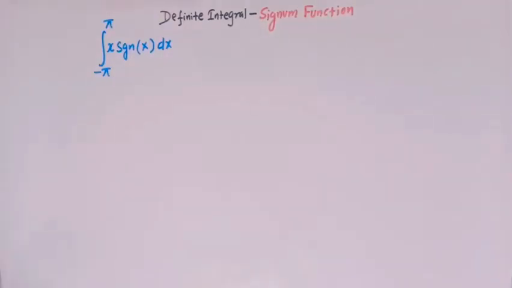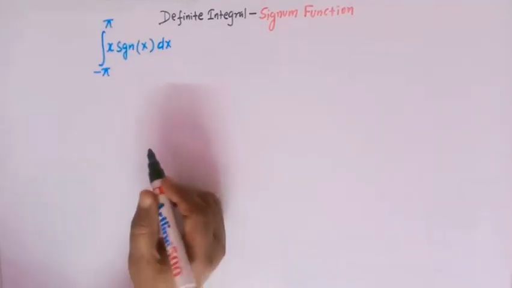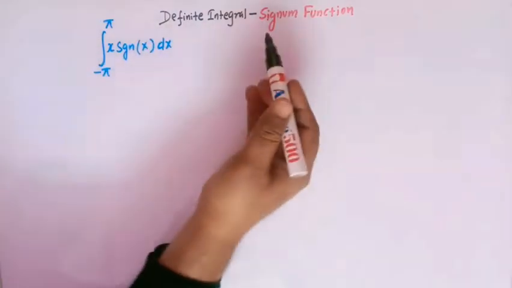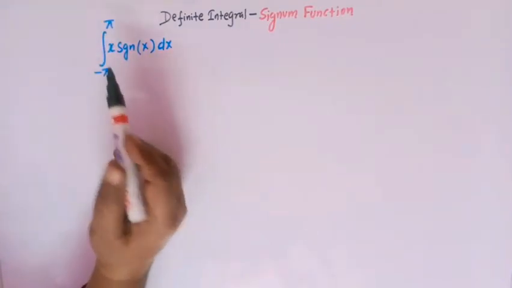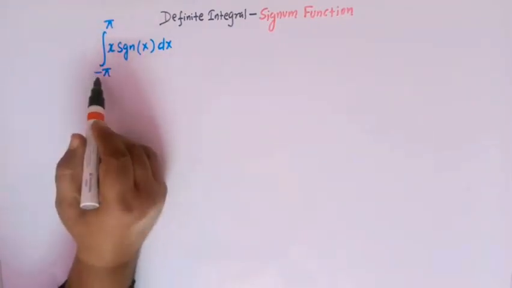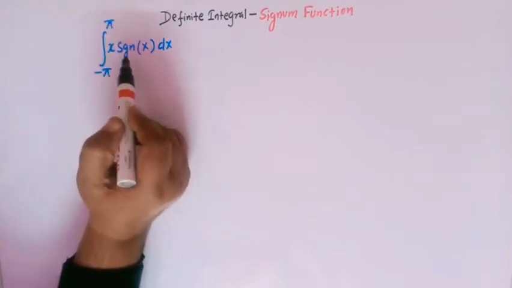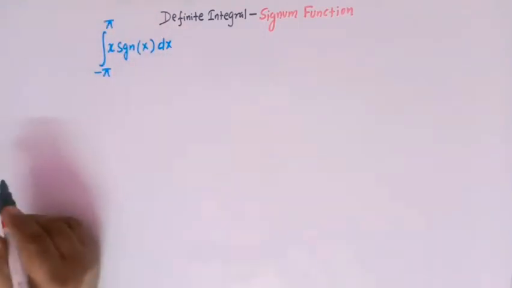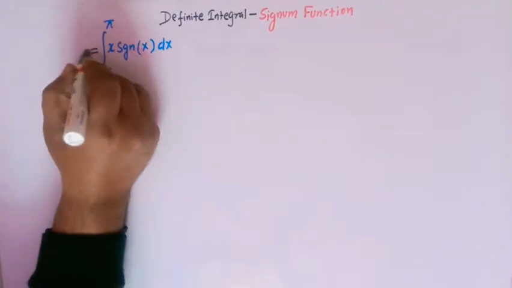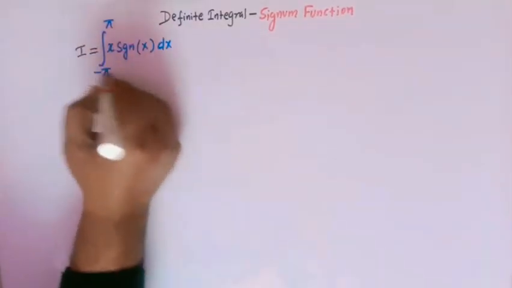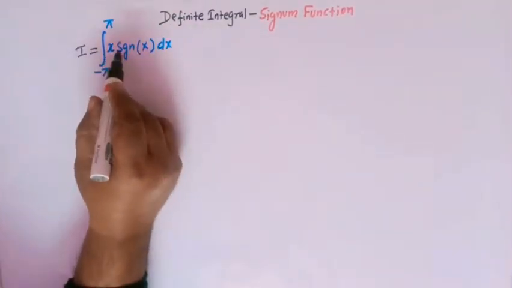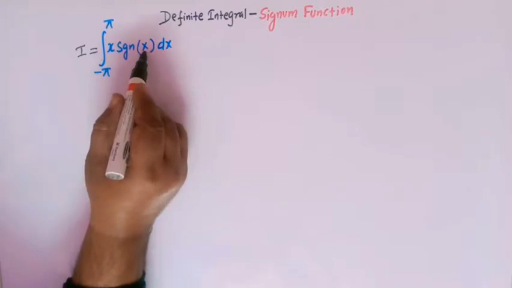Hello viewers, in today's class we are going to solve one important conceptual integral in which the integrand is a signum function. So here we have to find the value of the definite integral from minus pi to pi of x signum of x dx. So let us start. Here we have the integrand as x times signum of x.